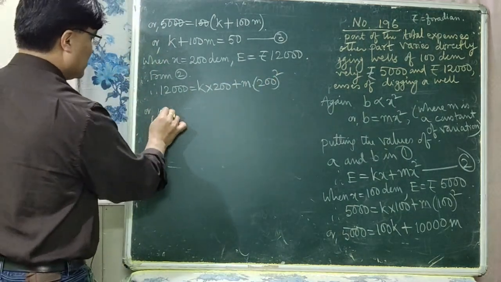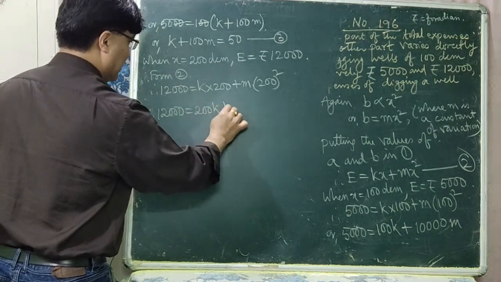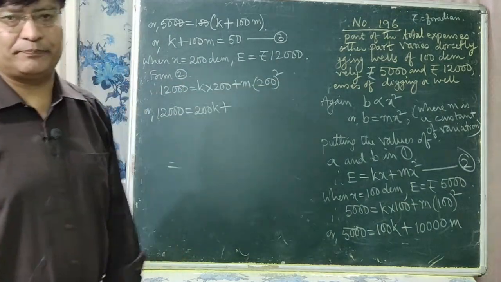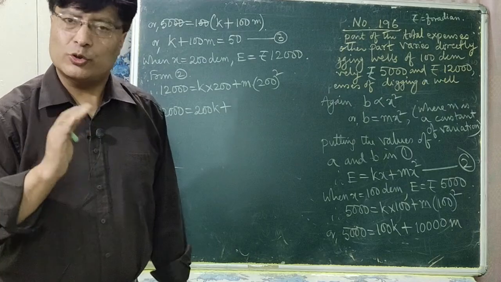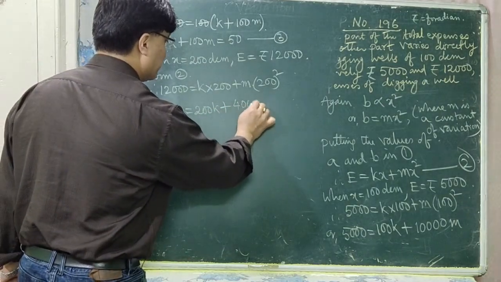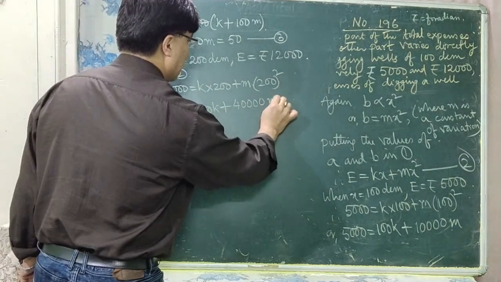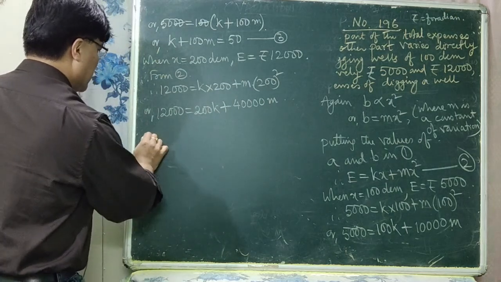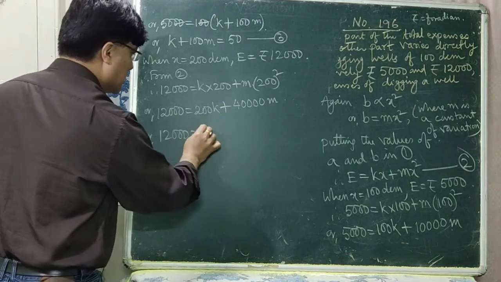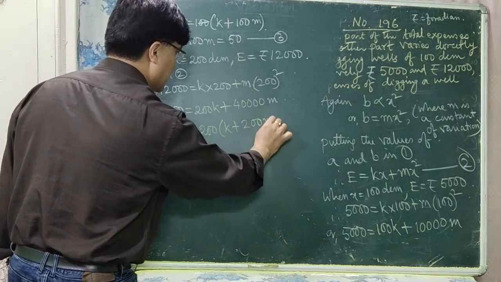So let us simplify it. It is 12,000 is equal to, this is your 200k plus, what is 200 whole square? 200 whole square means 200 is multiplied twice. So 200 into 200 will be 40,000. Right? 4 and 4 zeros into M. Now again, you have to simplify it. Is equal to, what is common here on the right hand side? It is 200. So it is k plus, this is your 200 M.